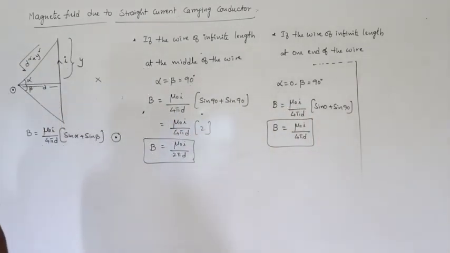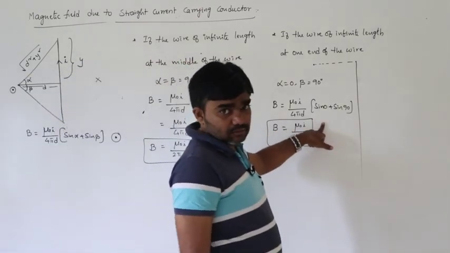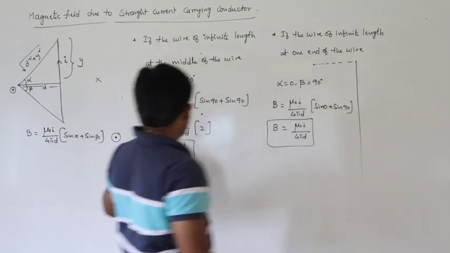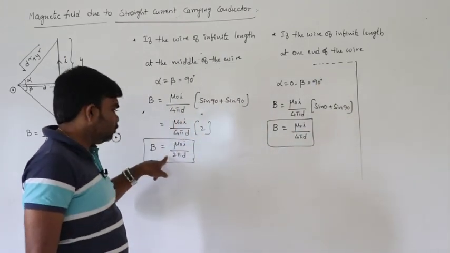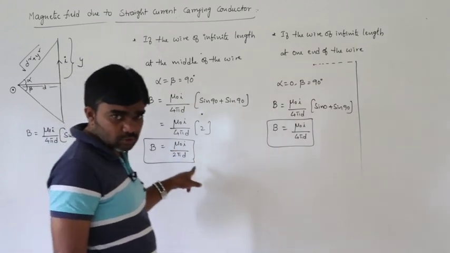So that is the situation. It is a completely infinite length wire, and the point is at the middle, so both angles must be 90 degrees. In that situation, the magnetic field is equal to mu naught I by 2 pi d.